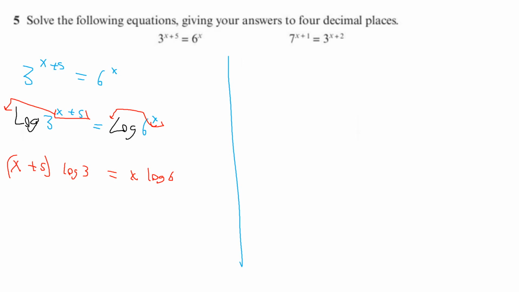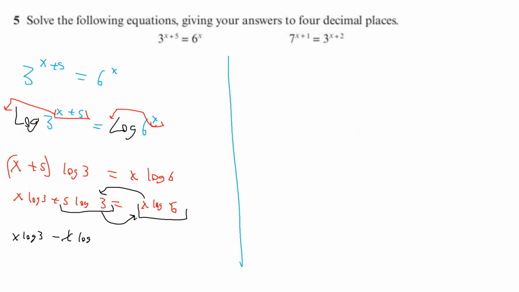And so what we can do is make x the subject, because that's what we're looking for. x log 3 plus 5 log 3 is equal to x log 6. So what we're going to do is swap it around. So this is going to go on that side. That is going to go on this side. So x times log 3 minus x times log 6 is equal to 5 log 3. And so we factorize.